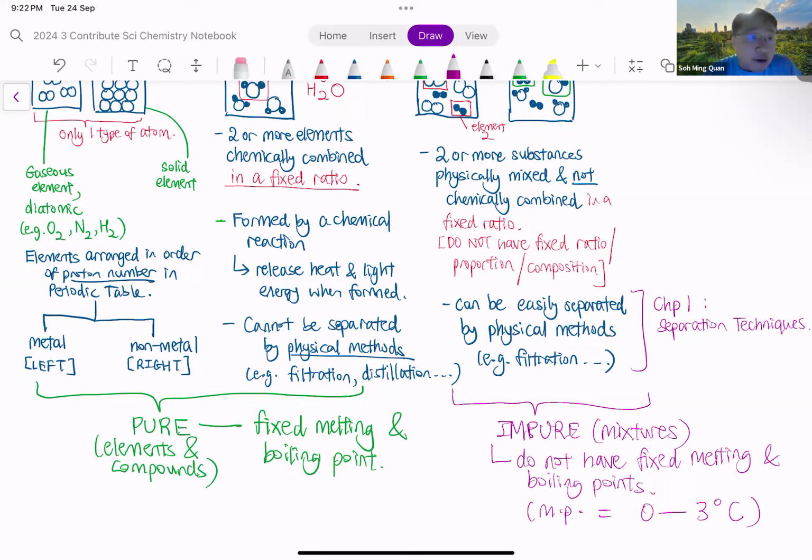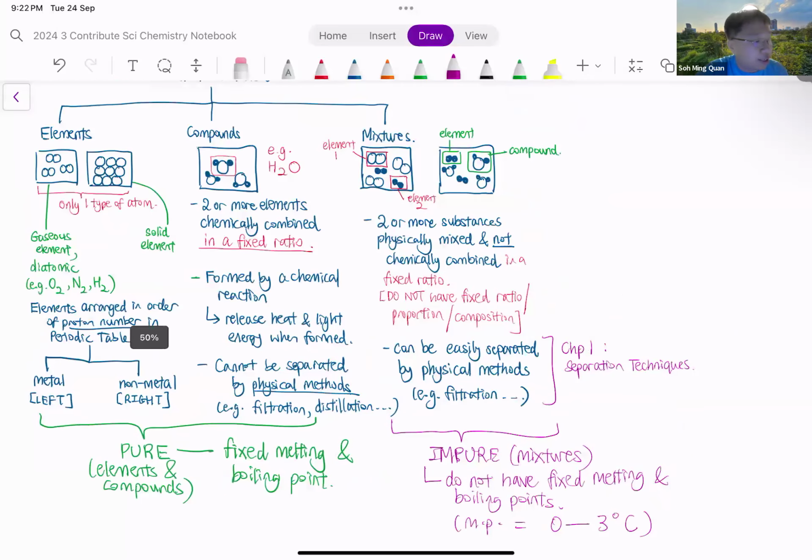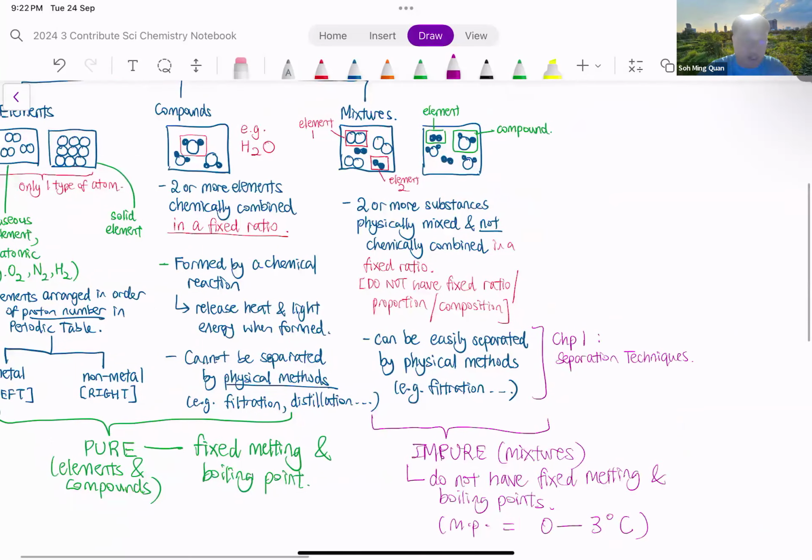Okay, so that really brings us to the end of elements, compounds, and mixtures. Once you have understood this idea of pure, pure means elements or compound. Okay, both elements and compounds can be pure. So pure means fixed melting point. Impure must be mixture. It doesn't have a fixed melting and boiling point. Okay, and that really concludes this segment on elements, compounds, and mixtures.